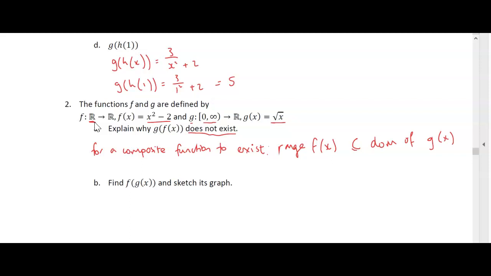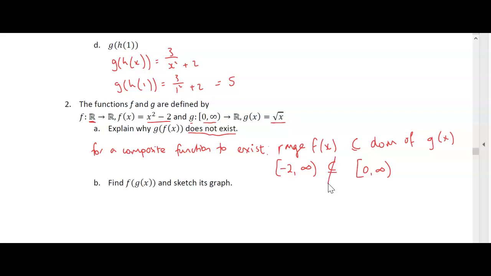So our range, if you think about this, is a parabola that's shifted down 2. So it's going to go from -2, including -2, to infinity. Now, I'm going to just put the subset sign in there, but we know that it's not going to be a subset, so we'll cross it out in a sec. The domain of g of x is 0 to infinity. So -2 to infinity is not a subset of 0 to infinity.